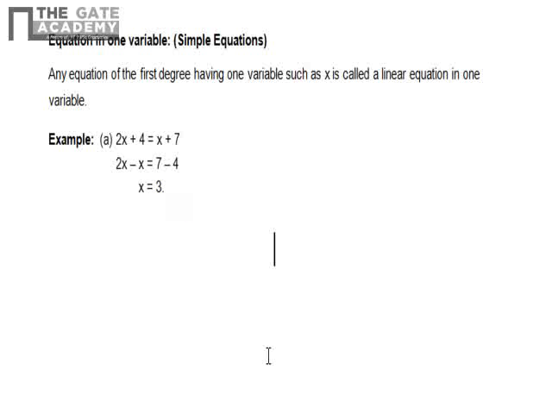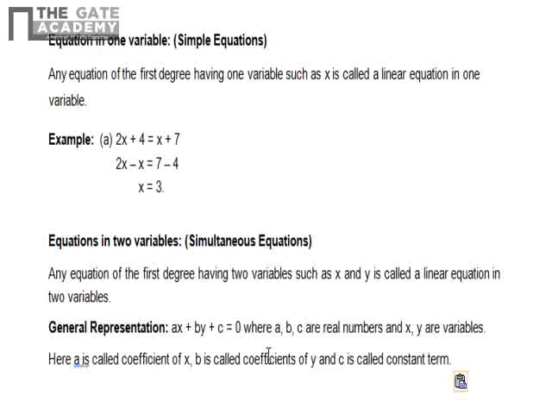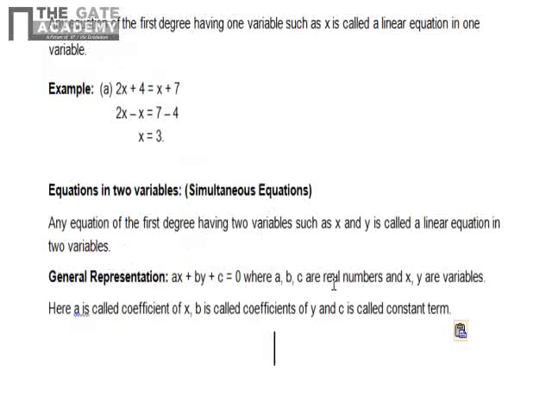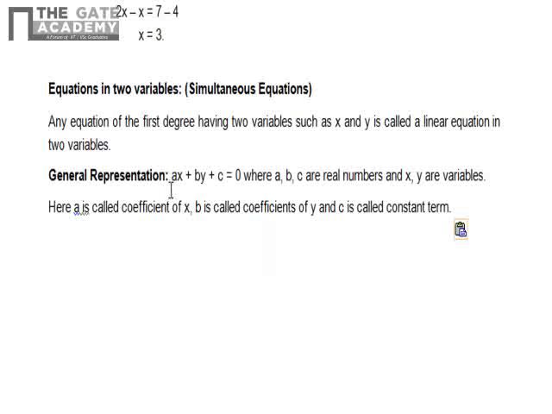Now we'll see an example of an equation set having two unknowns. Any equation of the first degree having two variables, such as x and y, is called a linear equation in two variables. Generally they are referred to as simultaneous equations. The general representation is ax plus by plus c is equal to 0, where a, b, c are real numbers and x, y are variables. Now listen, a is the coefficient of x, b is the coefficient of y, and c is referred to as the constant term. Now we'll see how to solve these kinds of equations by looking at one example.